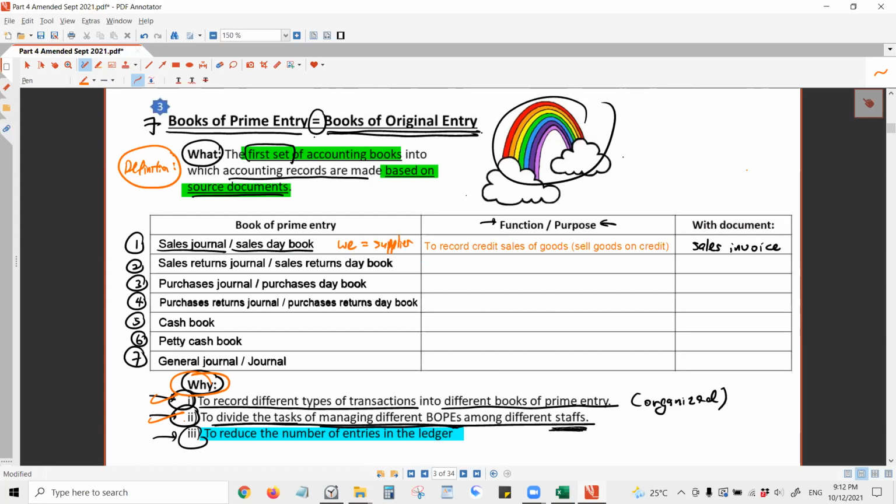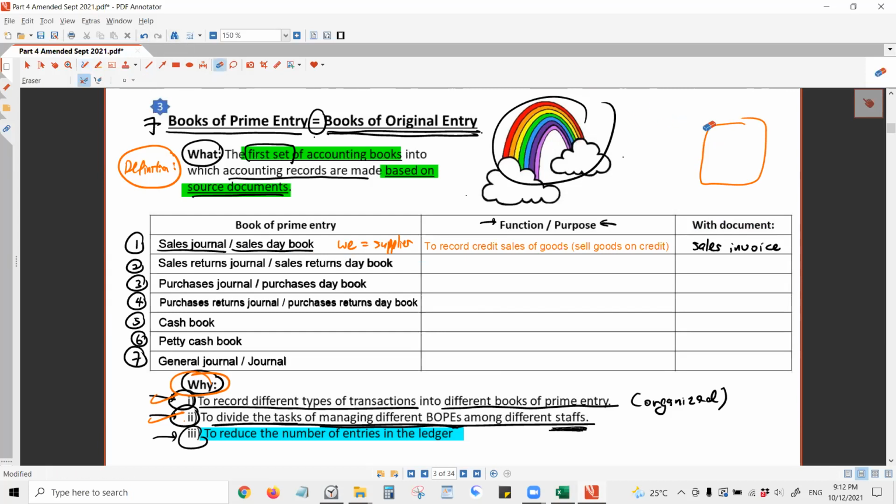Invoice is a piece of paper, but when we are the supplier, we call it sales invoice. When we are the customer, we call it purchases invoice. But don't think that sales invoice is one paper and purchases invoice is another paper. It's the same paper, the same document. But from the supplier's point of view, we call it sales invoice. From the customer's point of view, we call it purchases invoice. So that's how you describe it.